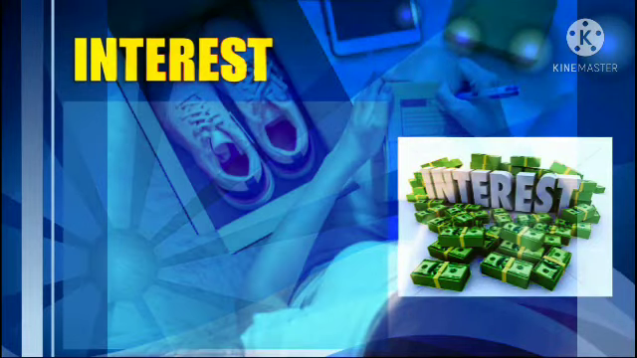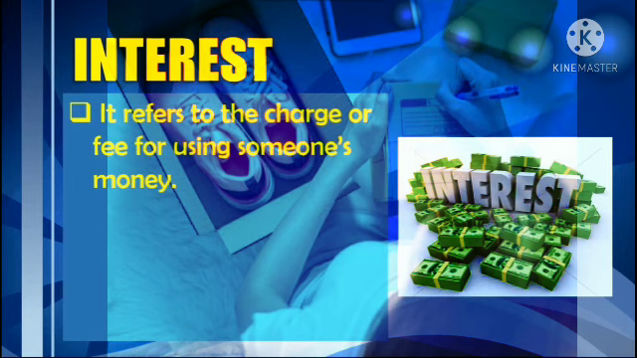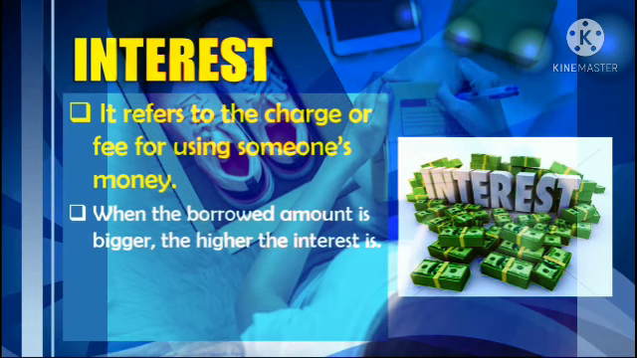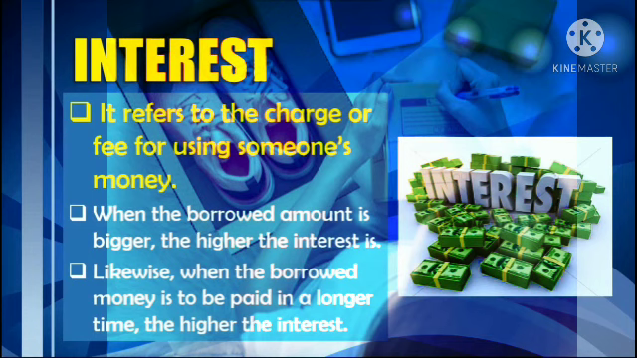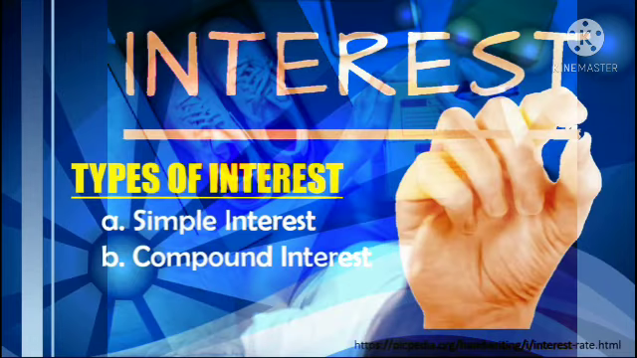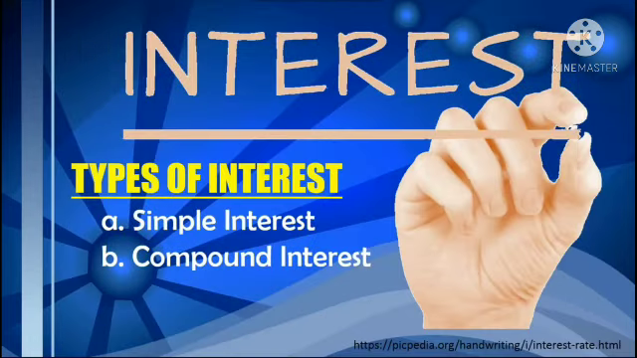So when we talk about interest, it refers to the charge or fee for using someone's money. So when money is deposited in the bank, the bank uses the money to lend to someone who is in need. In doing this, the bank earns by putting interest on the borrowed money. And when the borrowed amount is bigger, the higher the interest is. Likewise, when the borrowed money is to be paid over a longer time, the higher the interest. So there are two types of interest. So we have simple interest and compound interest.